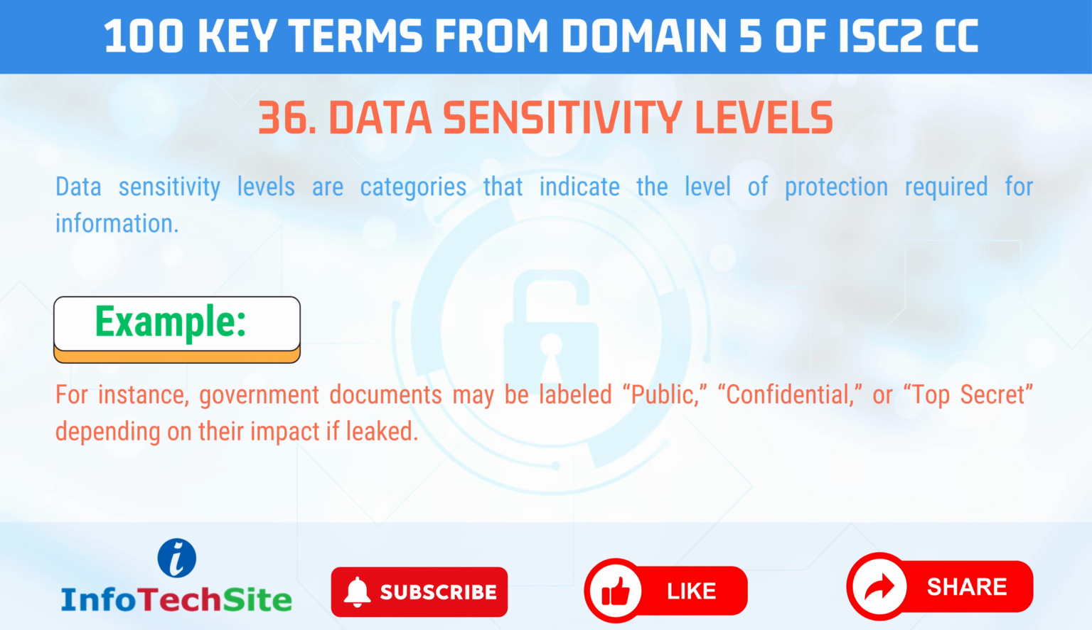36. Data sensitivity levels. Data sensitivity levels are categories that indicate the level of protection required for information. For instance, government documents may be labeled public, confidential, or top secret depending on their impact if leaked.